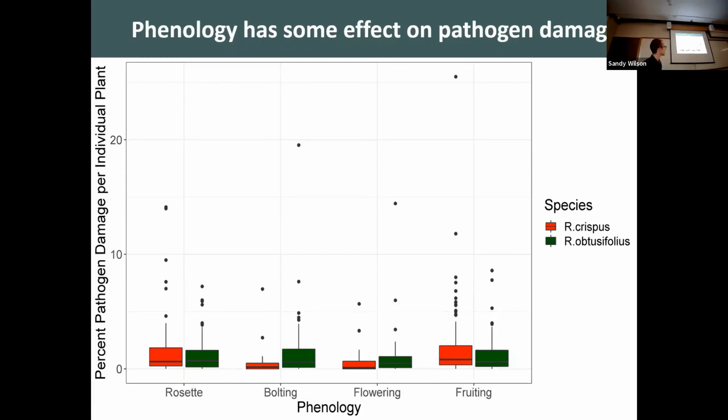So in conclusion, I found that individual size, population size, and elevation had no effect on pathogen damage, but phenology had some effect on pathogen damage.